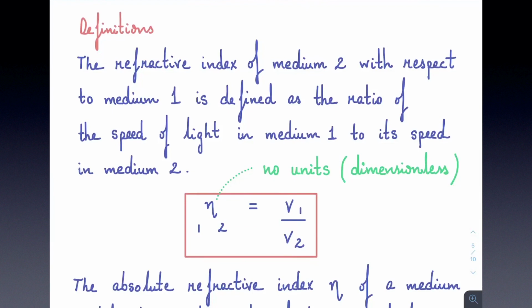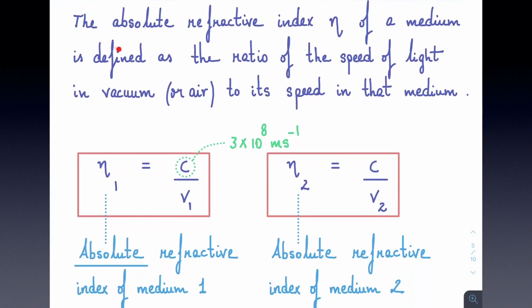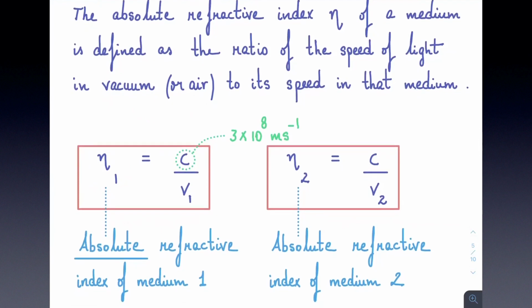We can also define the absolute refractive index of a medium. The absolute refractive index eta of a medium is defined as the ratio of the speed of light in vacuum or air, because these are approximately the same, to its speed in that medium. So mathematically, eta 1, which is the absolute refractive index of medium 1, is equal to c, the symbol representing the speed of light in vacuum, 3 times 10 to the power of 8 meters per second, divided by the speed of light in that medium, here denoted by v1.